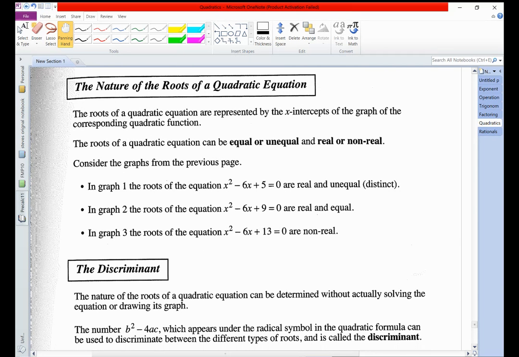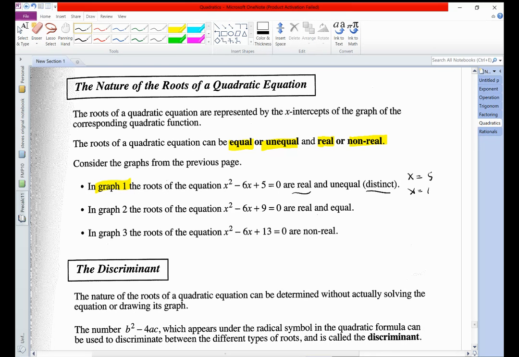So the roots of a quadratic equation are represented by the x-intercepts of the graph. The roots can be equal or unequal, and they can be real or non-real. So in graph 1 that we looked at, the roots were real and unequal. I think we had x is 5 and x is 1. Our parabola crossed twice, so they were real values and they were distinct, two different ones.